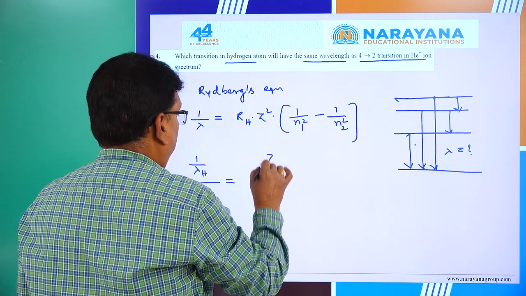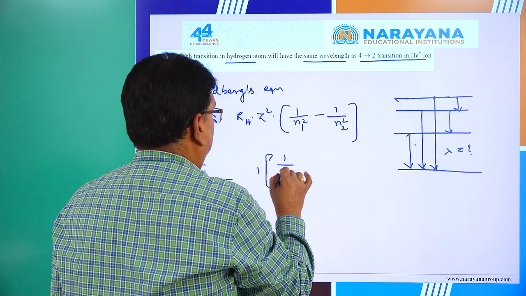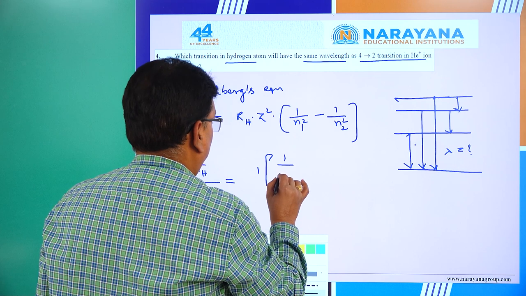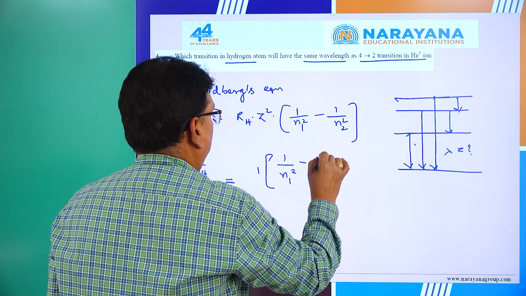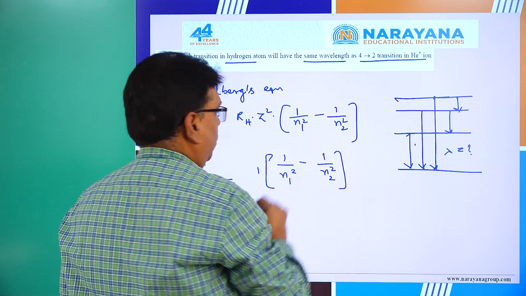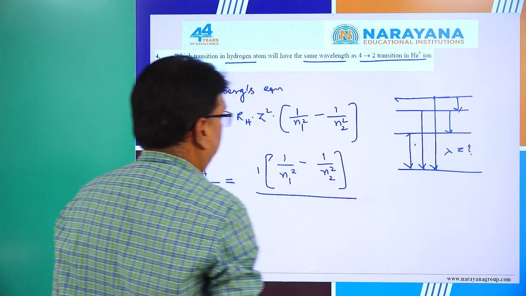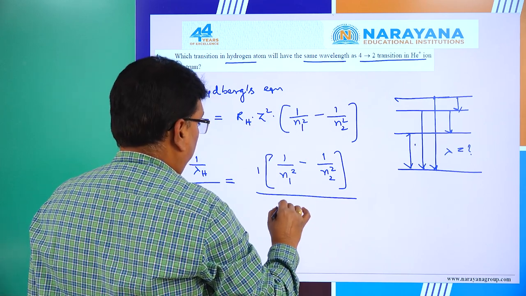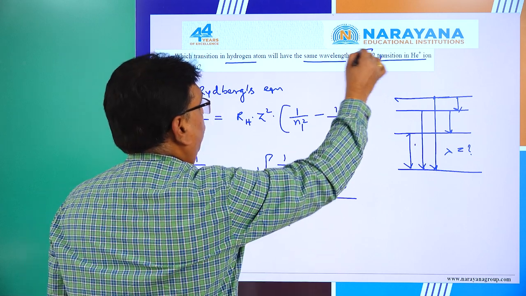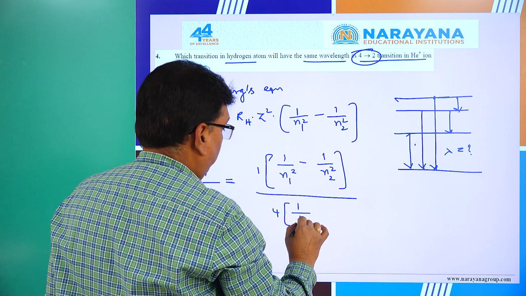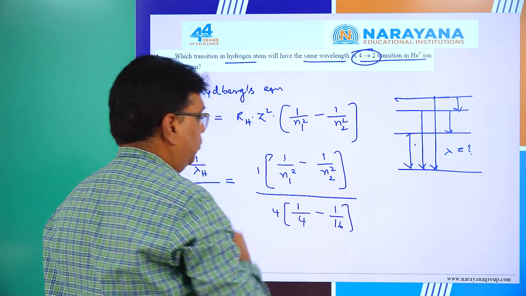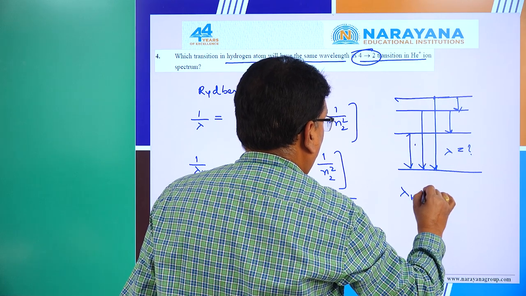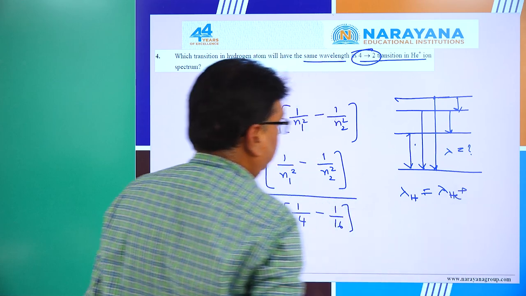For hydrogen it is 1 into 1 by n1 square minus 1 by n2 square, and we have to find out those n1 and n2 values, divided by, for helium, Z value is 2, right? So it is 4 into 1 by 2 square minus 1 by 4 square for the 4 to 2 transition. And these two are equal, since the wavelength in the hydrogen spectrum is equal to that of the helium ion transition given.